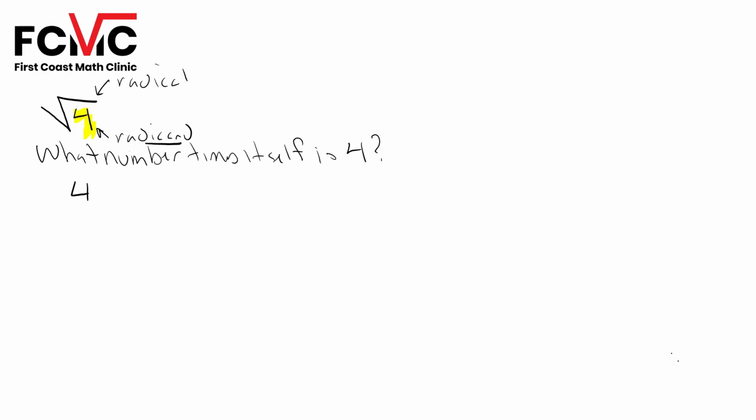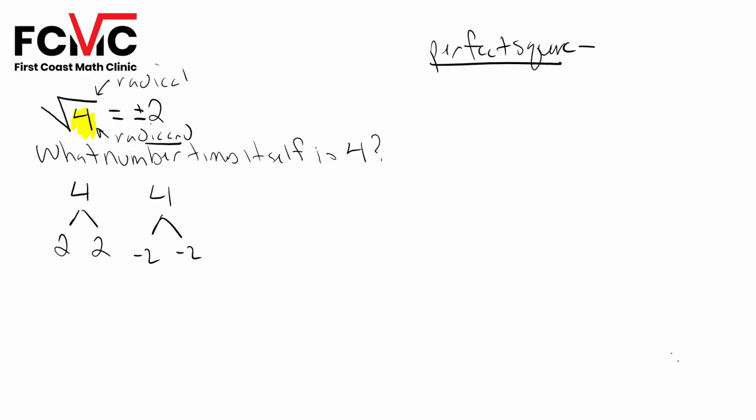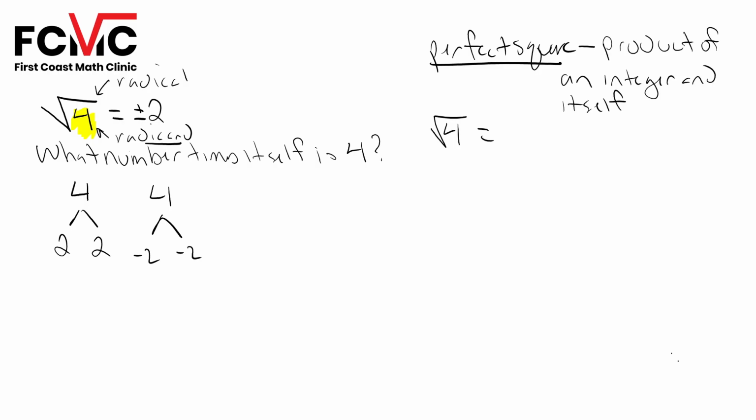So let's think of, well, what are our factors of 4? We know 2 times 2 will give us 4, so one of our answers is going to be a positive 2. And we also know that we could take negative 2 times negative 2 and get 4, so our answer is going to be positive and negative 2. So 4 is a very specific type of number. It's known as a perfect square. We get a perfect square when we multiply an integer by itself. So 4 is our perfect square. Square root is positive and negative 2.